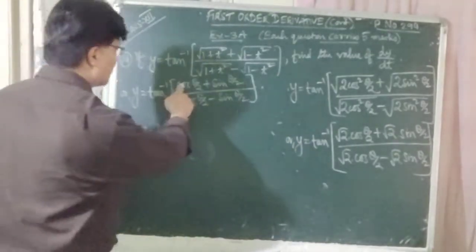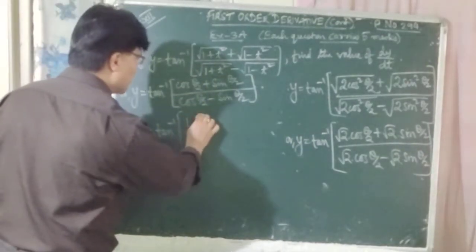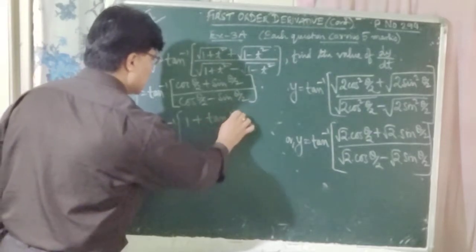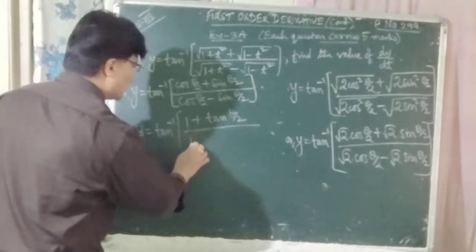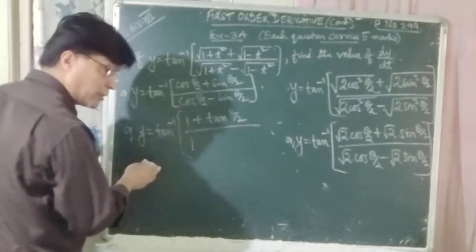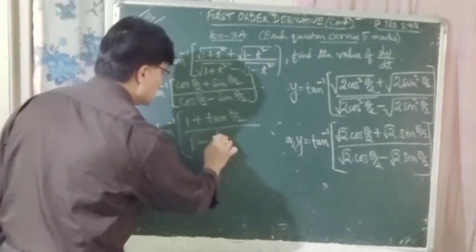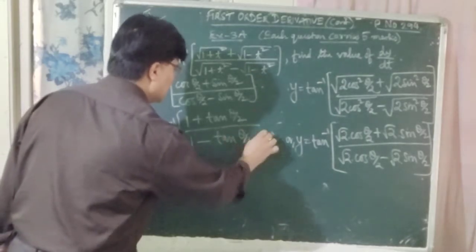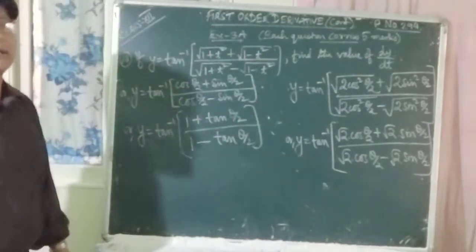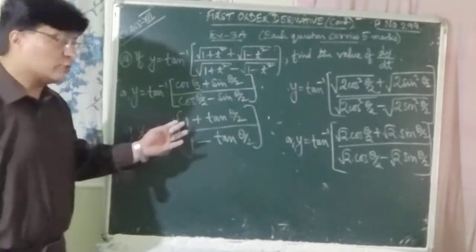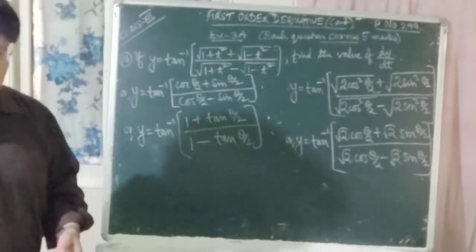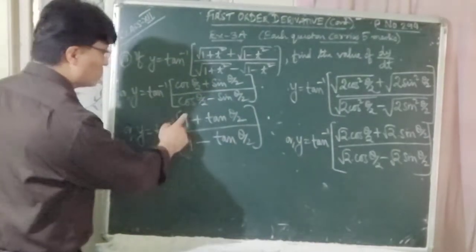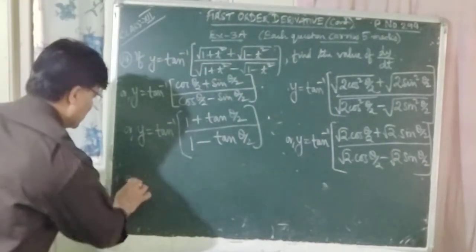What do we get? Cos theta by 2 divided by cos theta by 2, that is 1 plus tan theta by 2, divided by cos theta by 2 divided by cos theta by 2 is 1 minus tan theta by 2, right? So now what will you do now? You know tan A plus tan B divided by 1 minus tan A tan B, that is from compound angle in trigonometry, right? So instead of this 1, you have to write tan pi by 4, you know that, right?